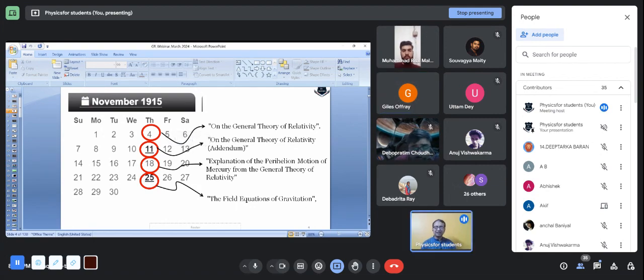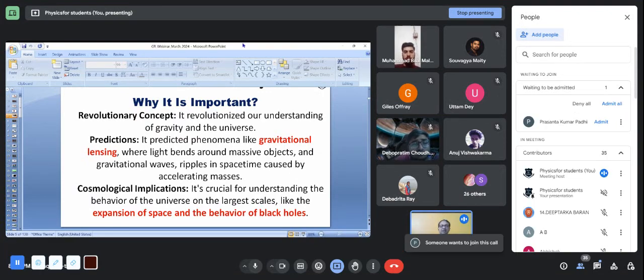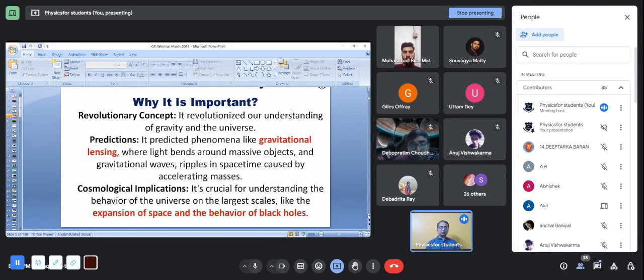So this is a kind of historical fact that everything happened on a Thursday. Now I don't know how important Thursday is for you. These are a few of the important revolutionary facts, because it actually revolutionized our understanding: it predicts phenomena like gravitational lensing, etc., and it has cosmological applications. So this is a very gross understanding.